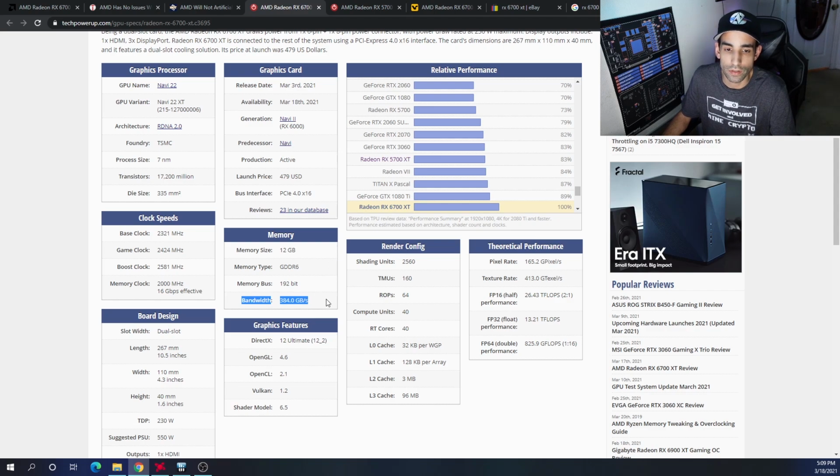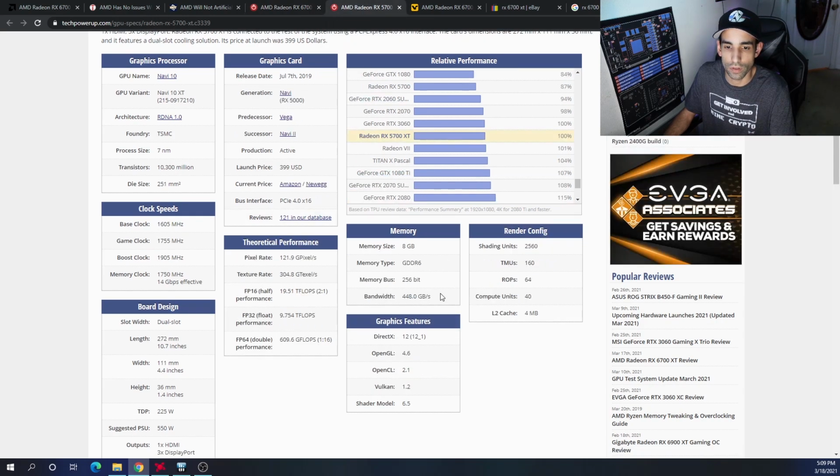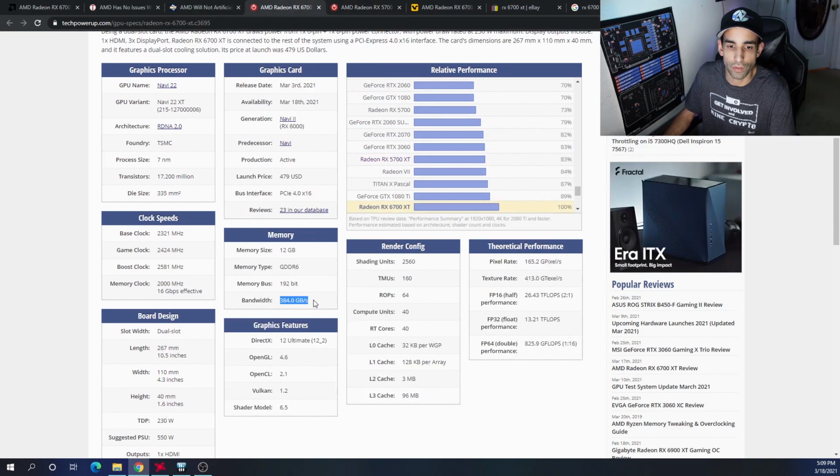The memory bus is only 192. If that was 256-bit, this GPU would have hit the levels that I was speculating about back when I was talking to Savage Mind on the past episode. The bandwidth is also lower compared to the 5700, so it's 384 versus 448. Now, yes, you could get that 384 a little bit higher with some overclocking, but it's super limited because of the bus and bandwidth.